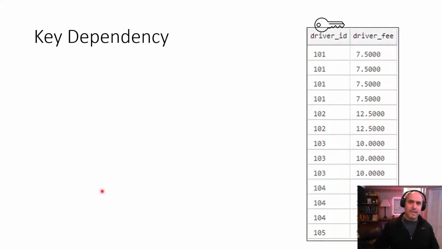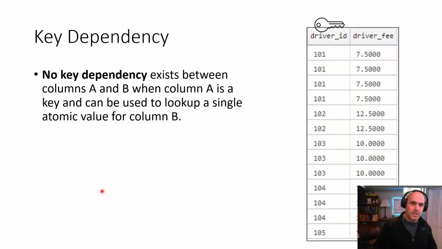So let's look at the simplest dependency, that is a key dependency. So a key dependency exists between column A and B when column A can be used to look up a single value in column B. I know it says no key dependency there, but it really should say key dependency. That's a mistake.